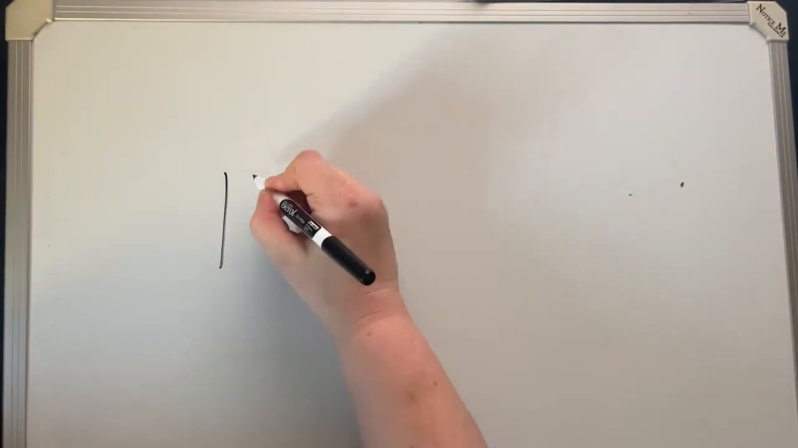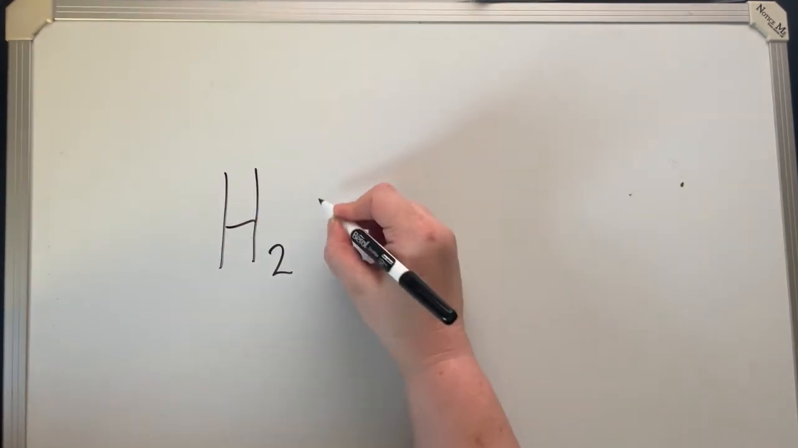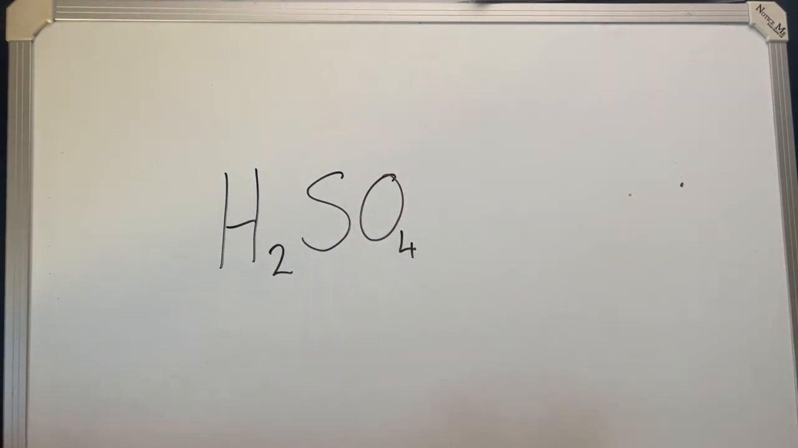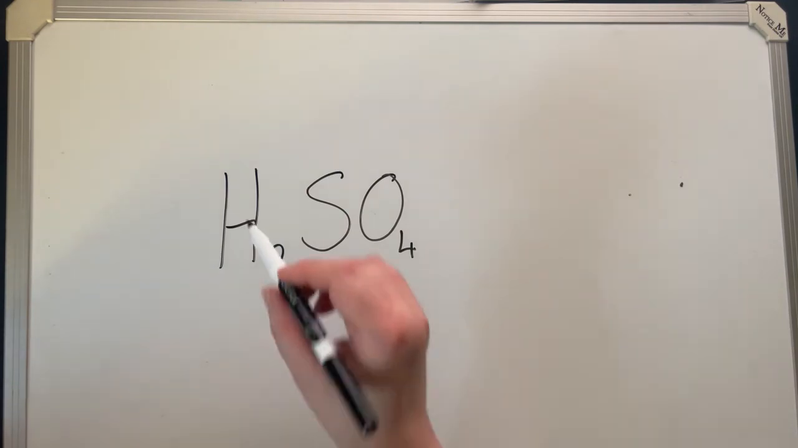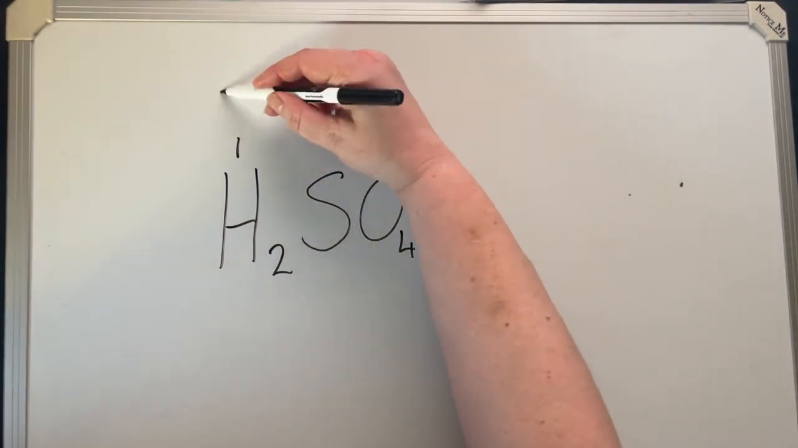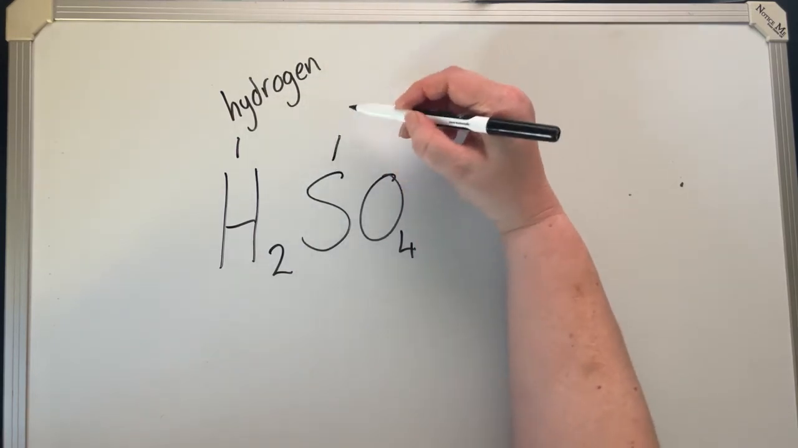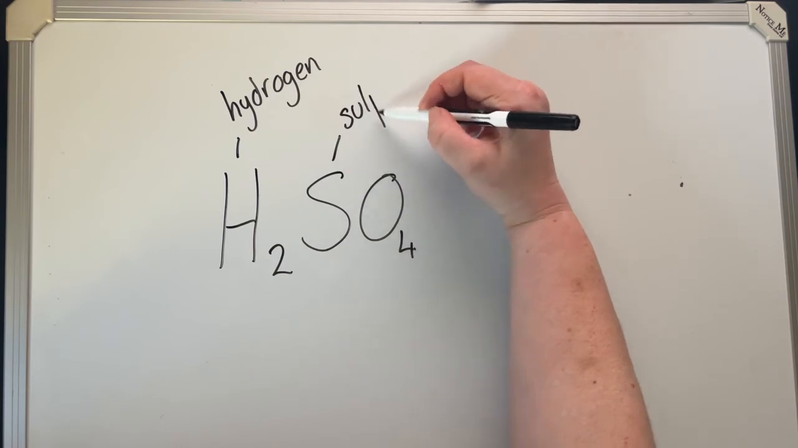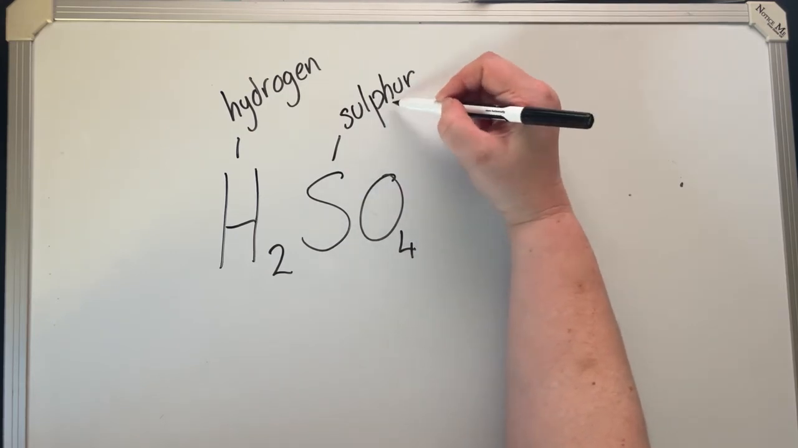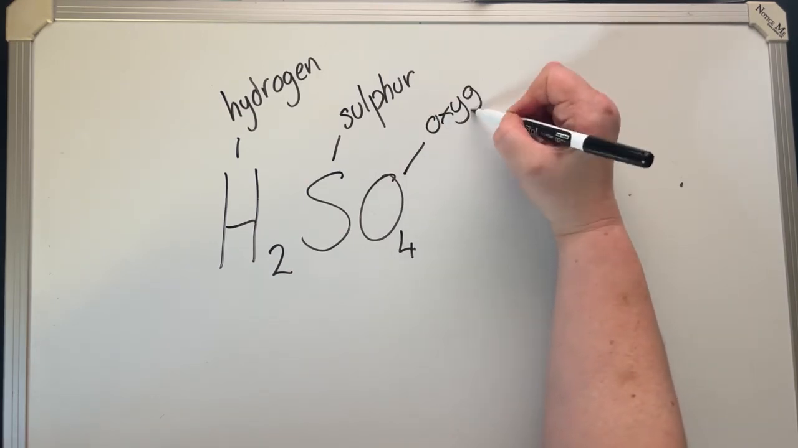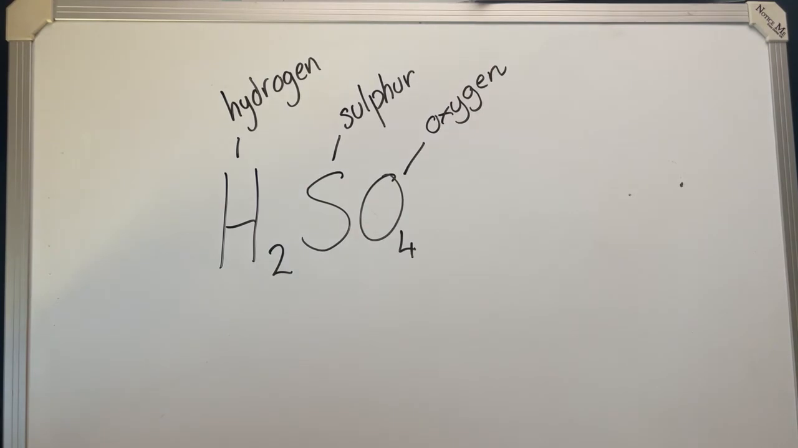So what exactly do those formulas mean? Well, if we take a common one, we'll go with sulfuric acid. Its formula was H2SO4. The capital letters tell us that this contains hydrogen, sulfur, which again can be spelt with a PH or an F, and oxygen. So that's what the symbols are.